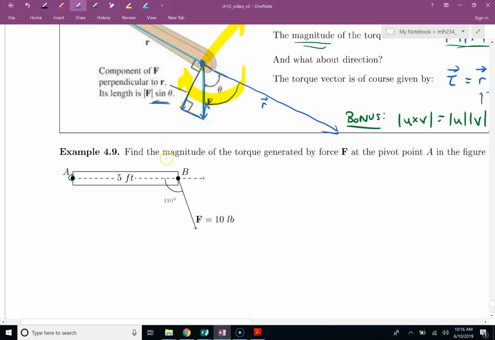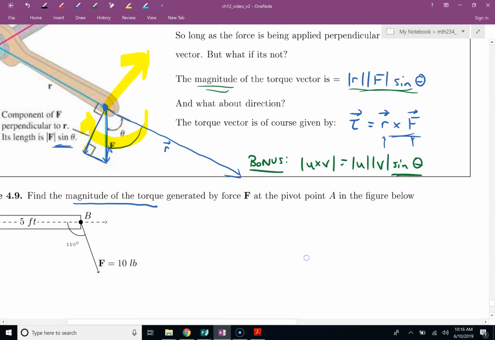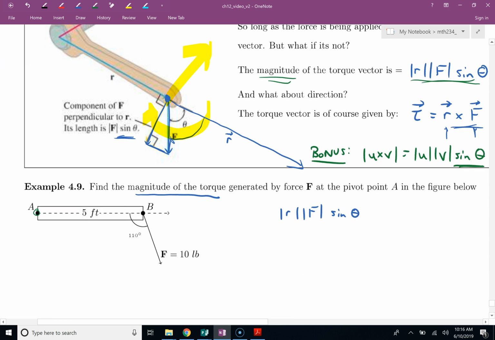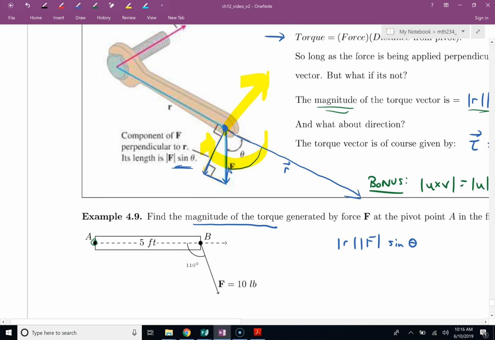Or really here we're just interested in the magnitude of the torque. So the magnitude of the torque, according to this, is going to be the magnitude of R, the magnitude of F, and the sine of the angle between them. So the magnitude of R, well, R is this distance from our pivot. So back here, this is where we're actually pivoting. This is where we're turning this nut here. Let's see, this R is kind of the length of the wrench.